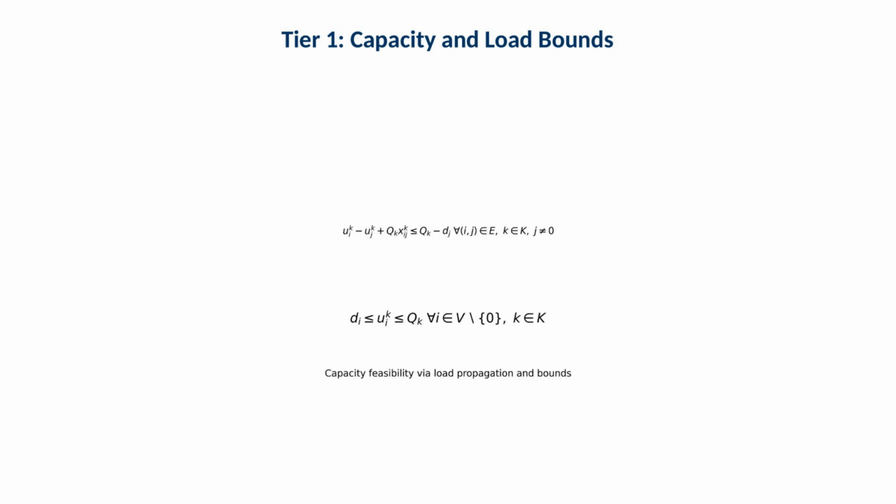Capacity feasibility is enforced by propagating load along the route. The load after leaving a node must be consistent with the load before it, adjusted for the demand served.